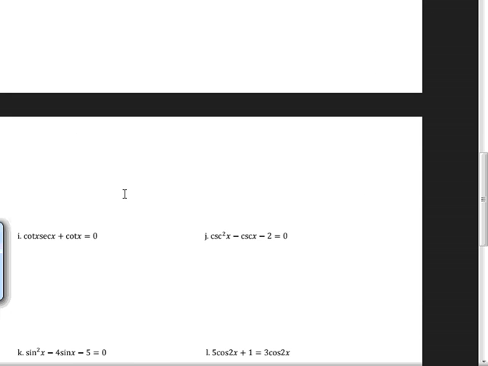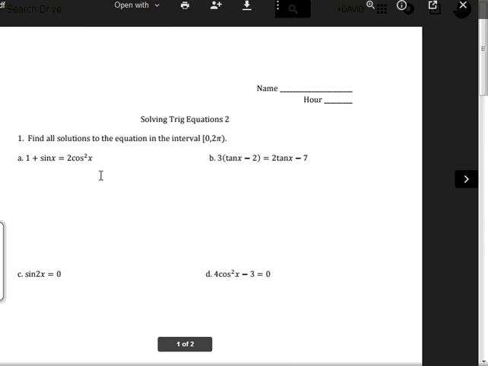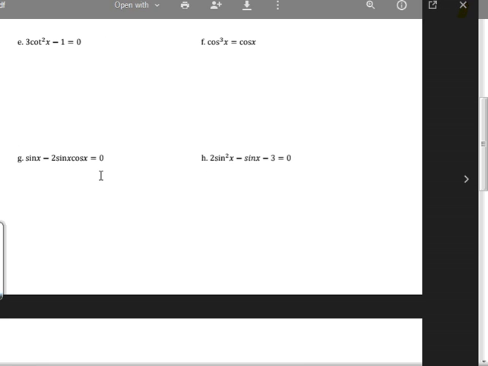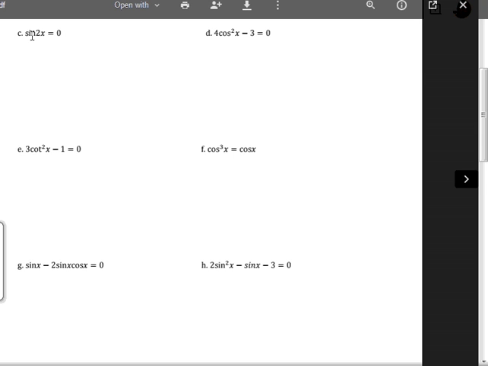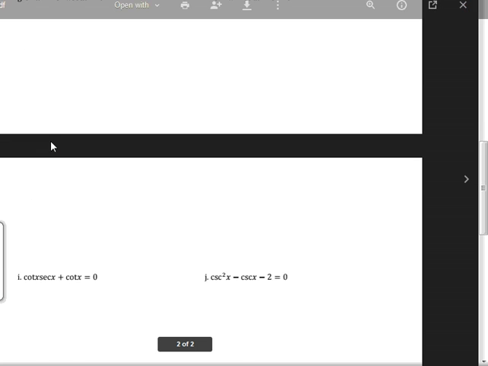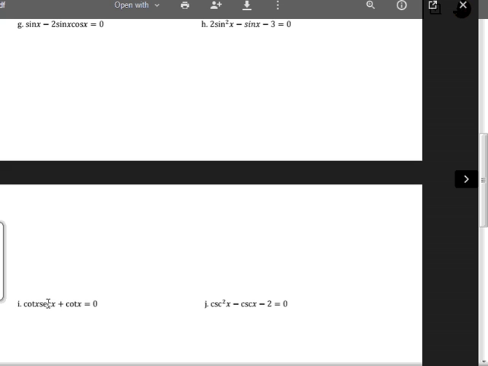Okay, I looked through it a little bit, and I think I'm going to have you skip a few to make this a reasonably sized assignment. I'm going to have you skip C, G, I. We already skipped C. And then we're going to skip G, and then I.